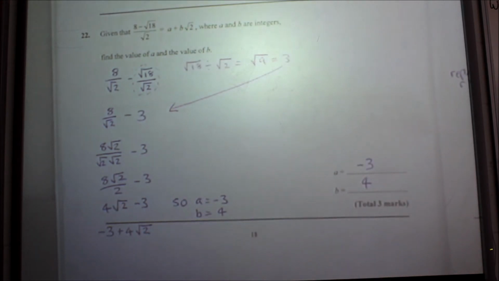I'll leave that up there so you'll see what workings I've done. If you don't know why you should multiply the top and bottom by root 2, it's just playing around with it. Do it on scrap paper, and it will take a few goes, but if you play with it you will eventually get there.